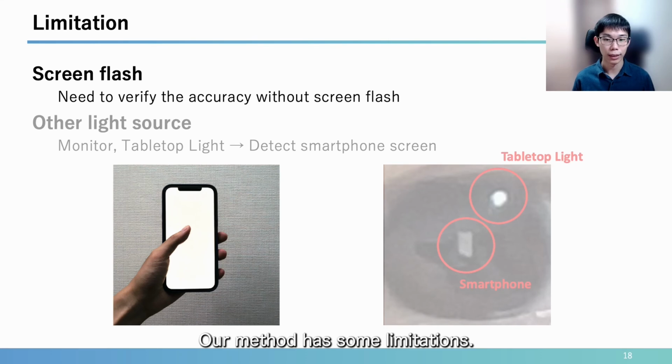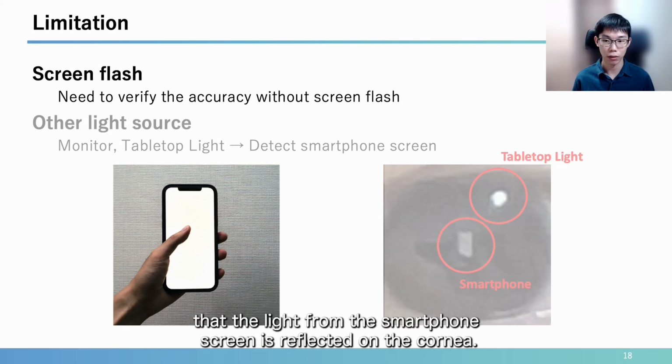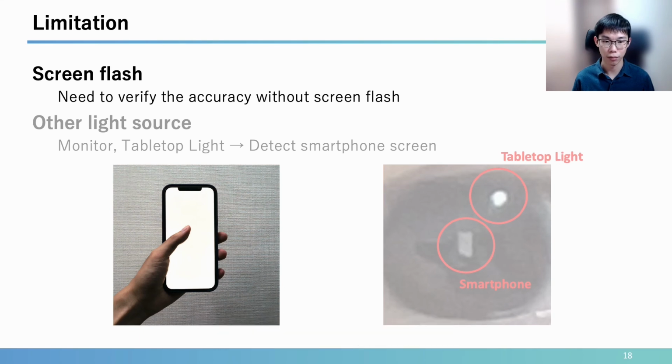Our method has some limitations. In the current system, a screen flash is needed when taking a picture to ensure that the light from the smartphone screen is reflected on the cornea. We need to verify the accuracy without screen flash.